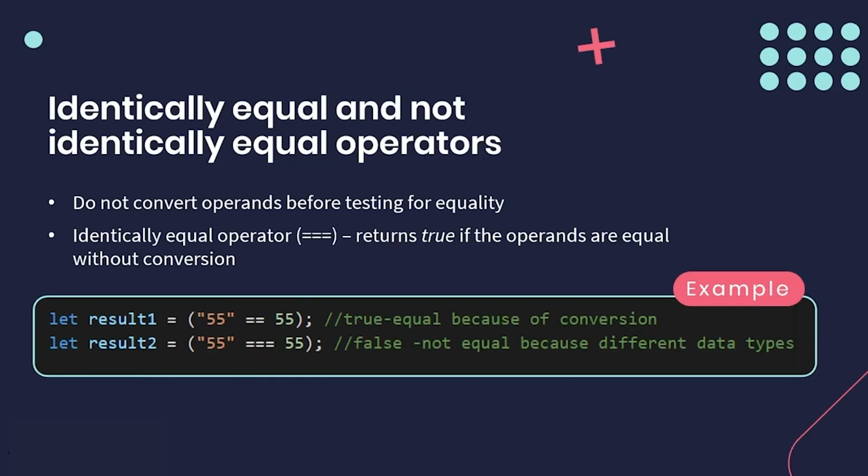In this code, the first comparison uses the equal operator to compare the string 55 and then the number 55, which returns true. This happens because the string 55 is converted to the number 55 and then compared with the other number 55. The second comparison uses the identically equal operator to compare the string and the number without conversion, and of course, a string isn't equal to a number, so the output is false.